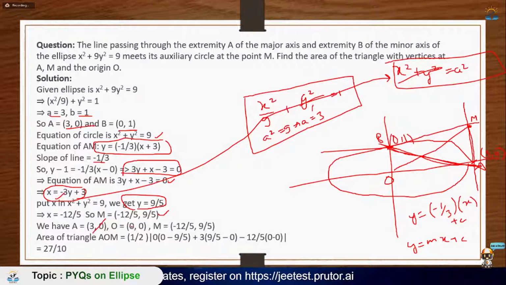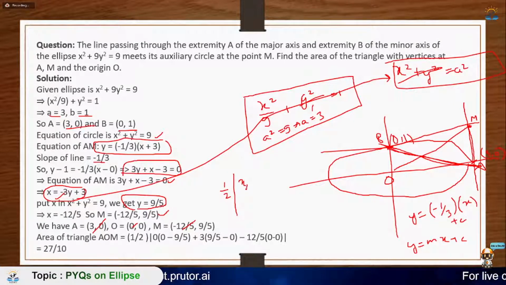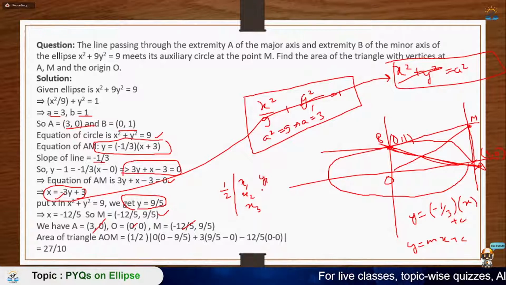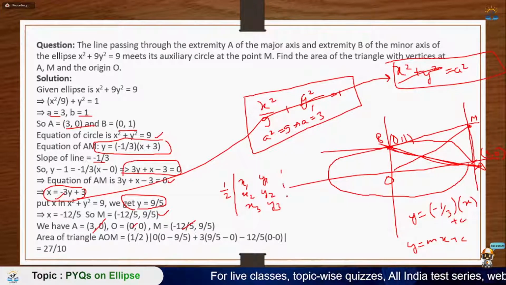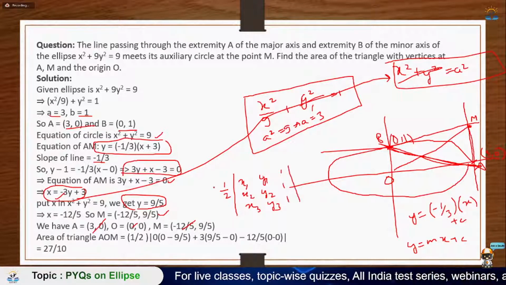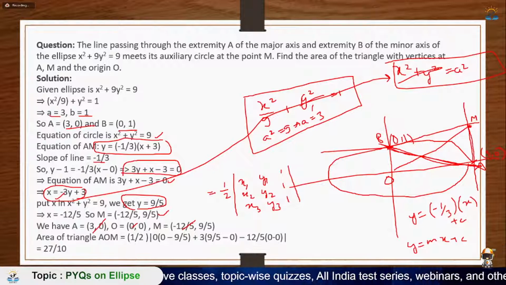So you have A, you have origin 0 comma 0, and you have M. Then simply apply the area of triangle formula, which is half times the determinant of x1, y1, 1, x2, y2, 1, x3, y3, 1. From this, you can solve for the equation and you will get the final answer for the area of the triangle. Okay.